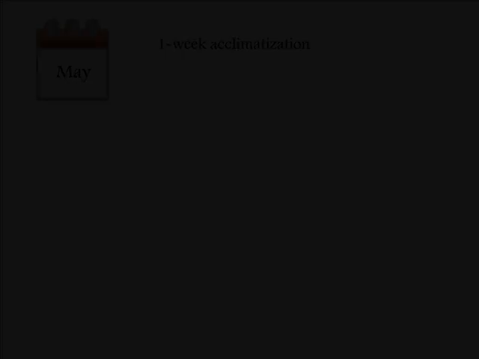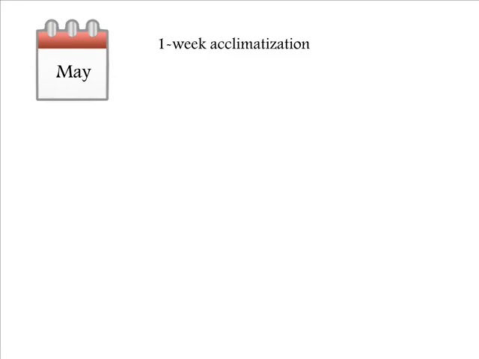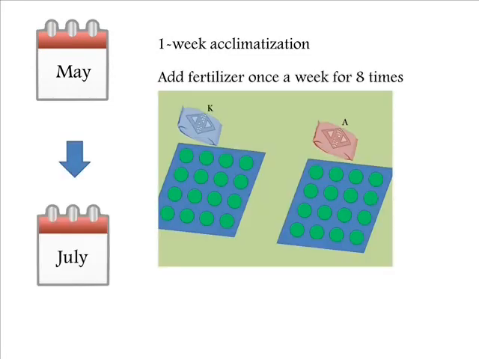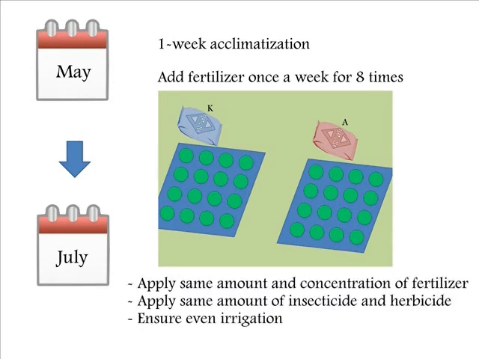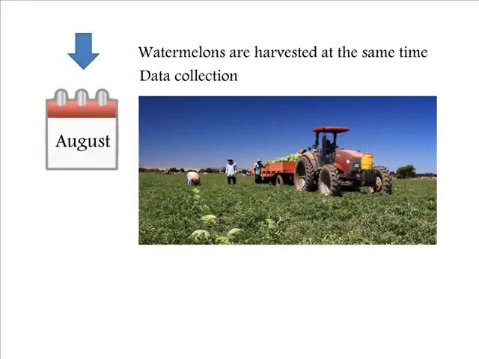Following the common practice of the industry, we buy the same batch of watermelon seedlings and plant them randomly in the field. After acclimatization for a week, we start to add fertilizers in each plot. This is done once a week for 2 months, and throughout the process, we need to give the same amount of insecticide, herbicide, and irrigation to all the plots. At the end of the growing season, sample watermelons are harvested at the same time for fair comparisons.